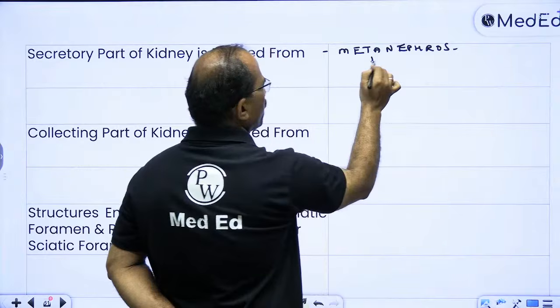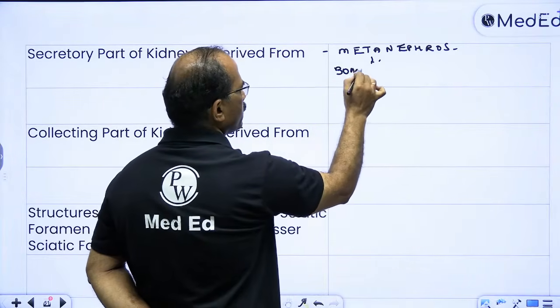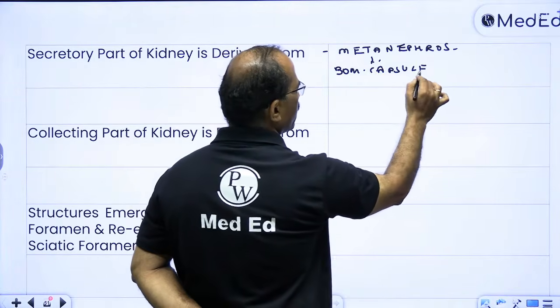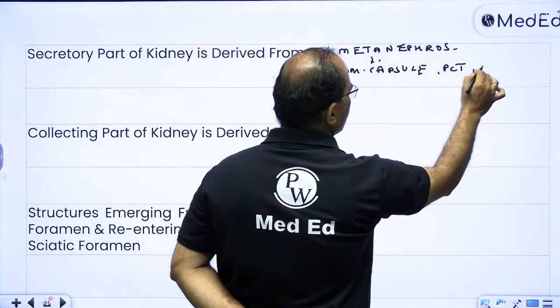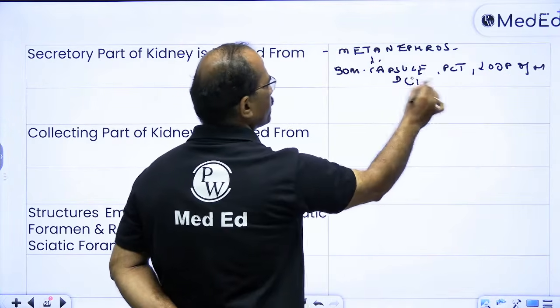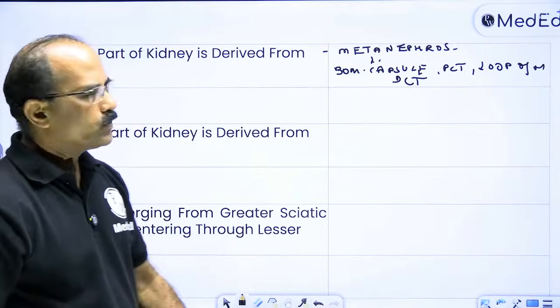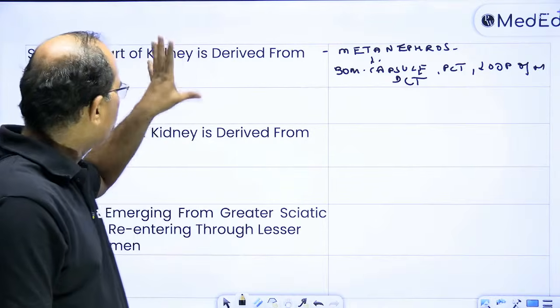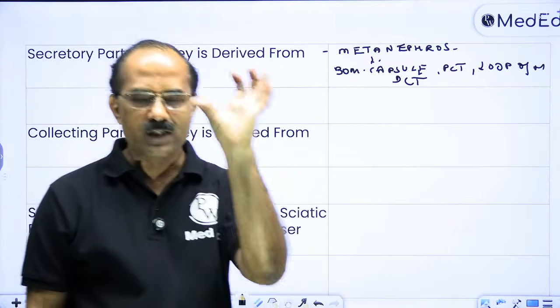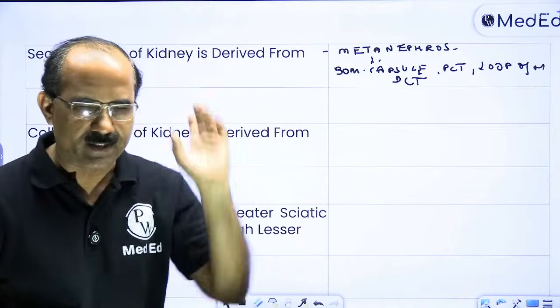So what does it form? It forms the Bowman's capsule. It forms the PCT, loop of Henle, and DCT. So secretory part of the kidney is derived from metanephros. So metanephros से क्या बनेगा? Bowman's capsule, PCT, loop of Henle, DCT.